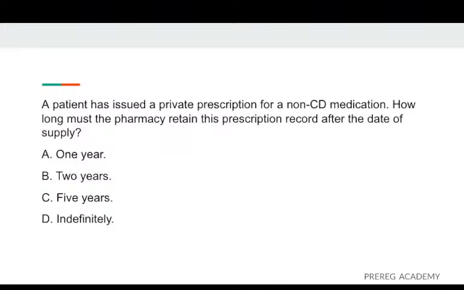Okay, so RP records should be kept for 5 years. Vet prescriptions should be kept for 5 years. Specials should also be kept for 5 years. So the minimum retention period for vet prescriptions is 5 years, RP records is 5 years, specials is 5 years. Controlled drugs records is 2 years from the date of last entry, and private prescription records should also be kept for 2 years. I hope that's clear.